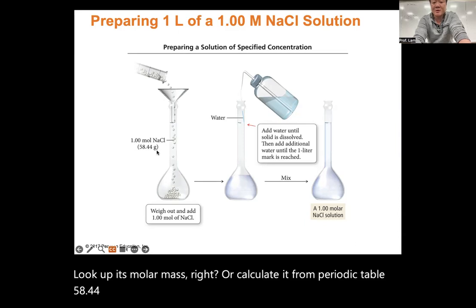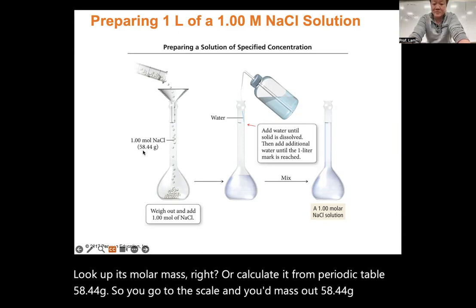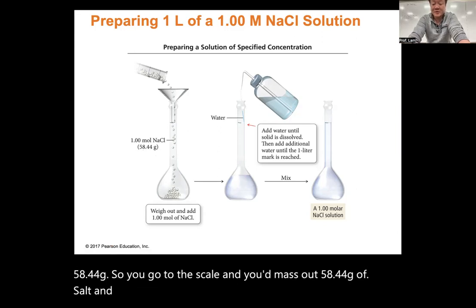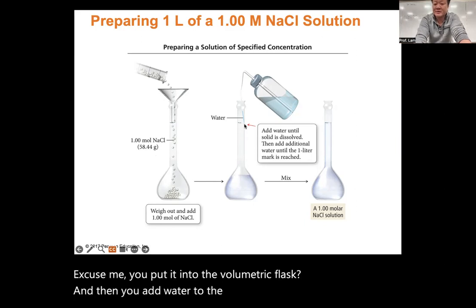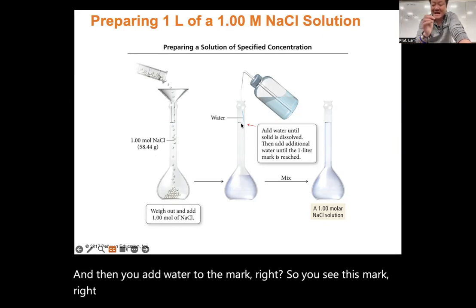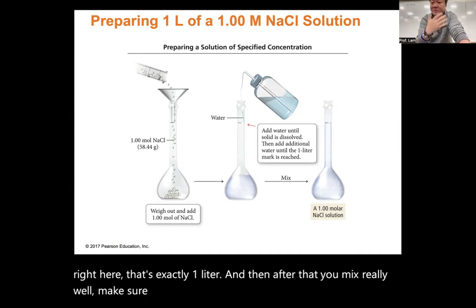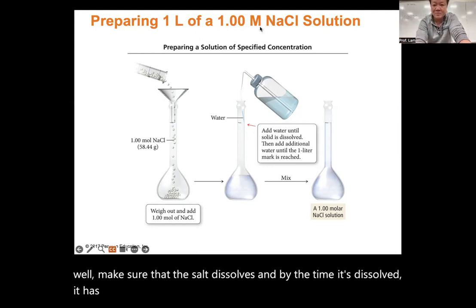So you go to the scale and you mass out 58.44 grams of salt. And then you put it into the volumetric flask. And then you add water to the mark, right? So you see this mark right here? That's exactly 1 liter. And then after that, you mix really well, make sure that the salt dissolves. And by the time it's dissolved, it has that exactly 1.0 molar concentration, right?